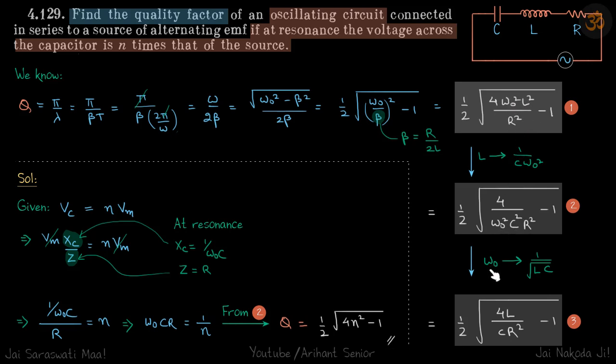Now let's get rid of omega naught itself. So omega naught will be 1 by root LC. So if you do that, this is also the quality factor. Now let's come back to our problem.